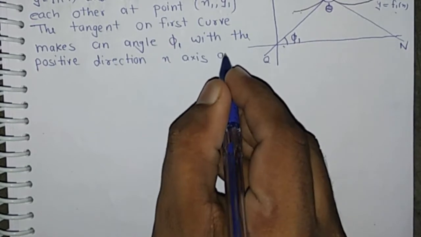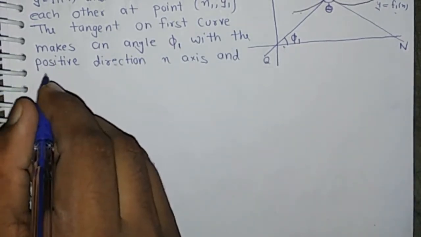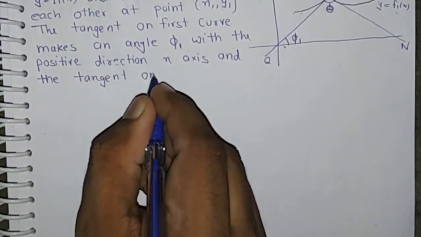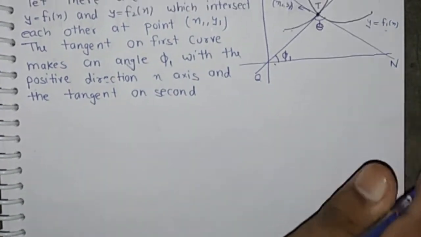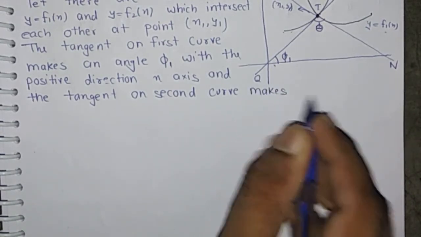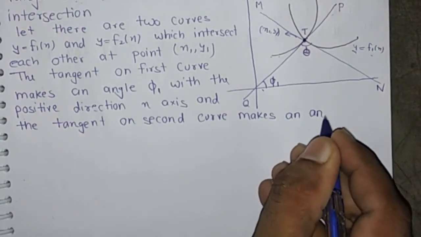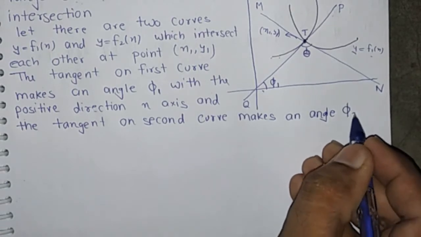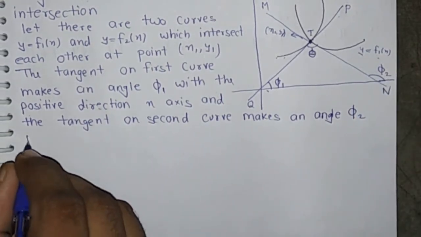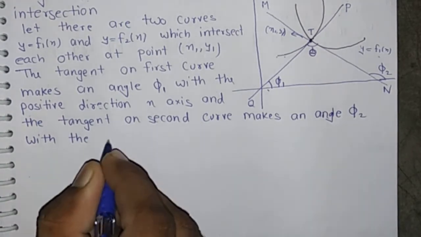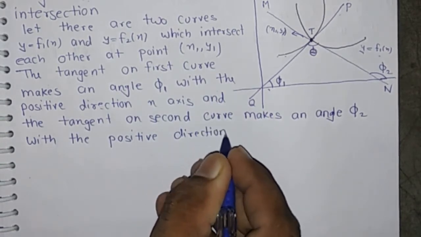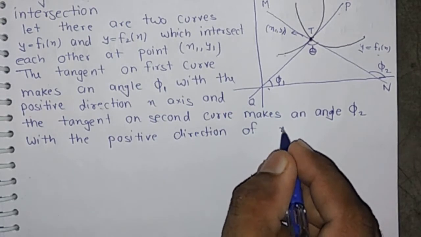And the tangent on second curve makes an angle phi 2 with the positive direction of x-axis.